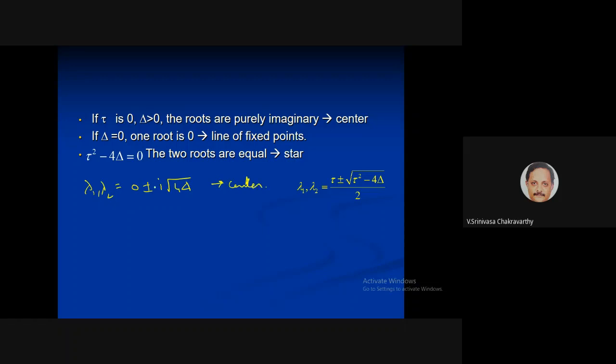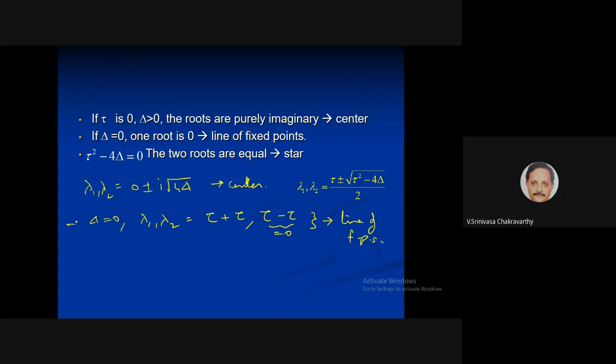Then if delta is 0, lambda 1, lambda 2 is equal to tau plus tau and tau minus tau, over 2, so one of the roots is 0. If one of the roots is 0, what do you have? We have seen it yesterday. It's a line of attractors, a line of fixed points.